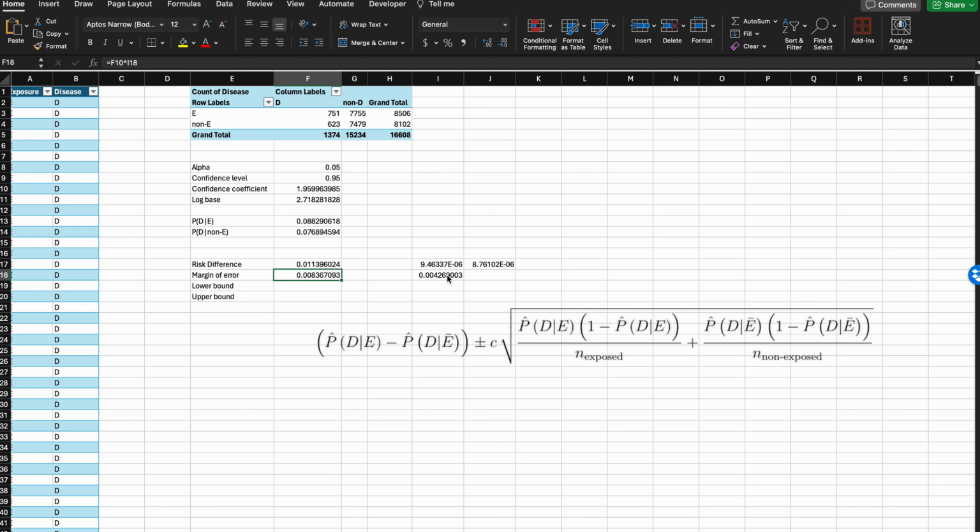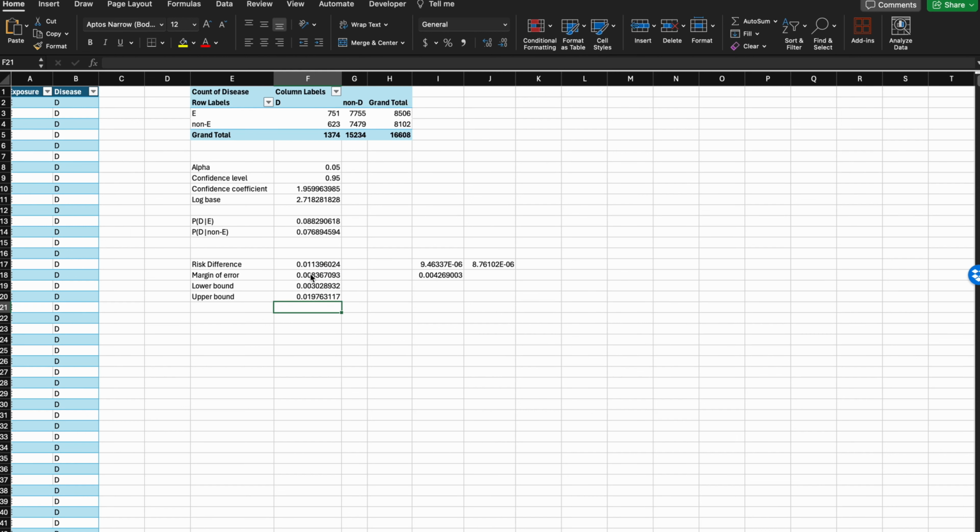And there I see my margin of error. So to calculate the lower bound, that's going to equal this risk difference minus the margin of error. And I'm going to say for the upper bound equals the risk difference plus my margin of error. And there we can see we are 95% confident that this increase in risk comparing the exposed to the non-exposed is between 0.3 percentage points and 1.9, or say 2, percentage points.